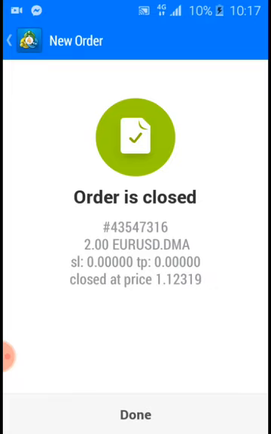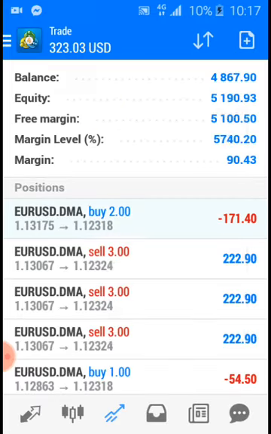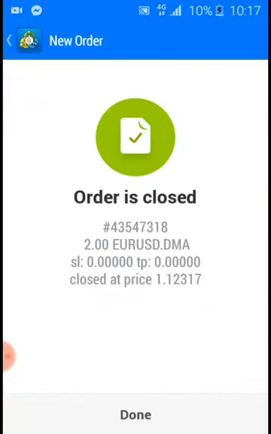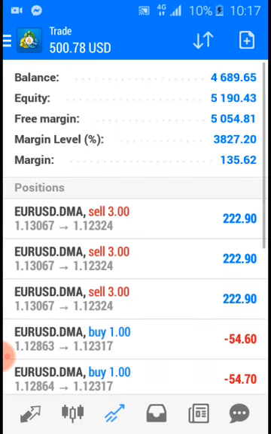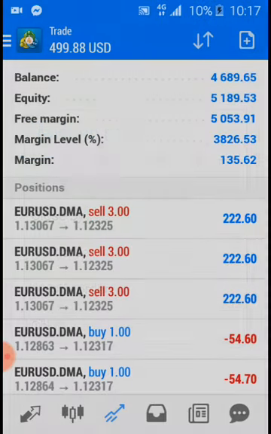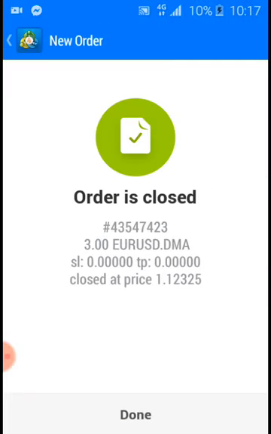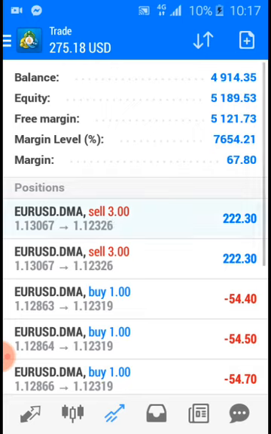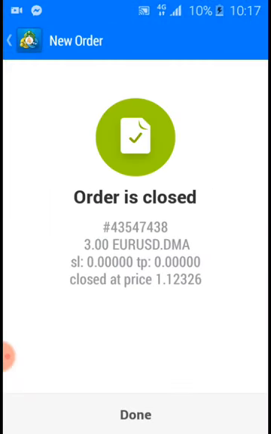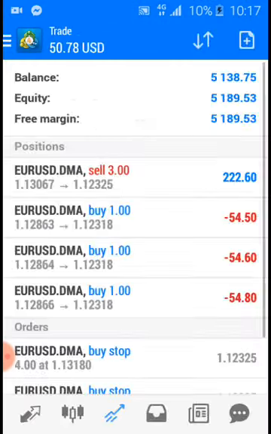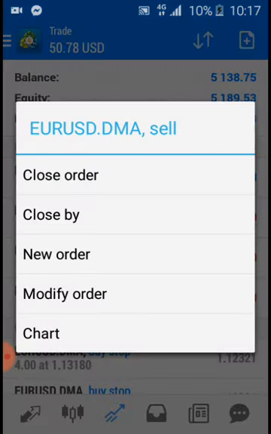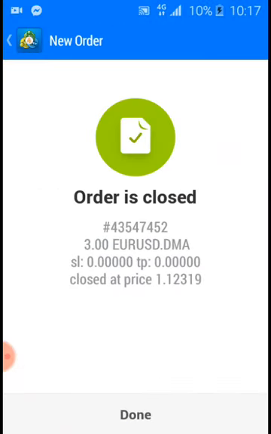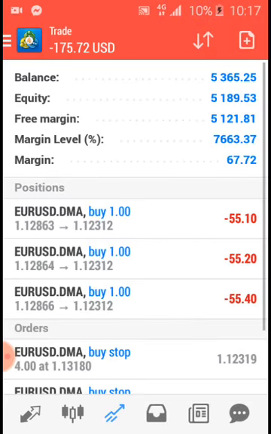Close the loss. Close the loss. Then now I go to my sell 3.00. Close the profit. Close the profit. Close the profit. So now this, as I told you, that these are the trades to start the new pattern.